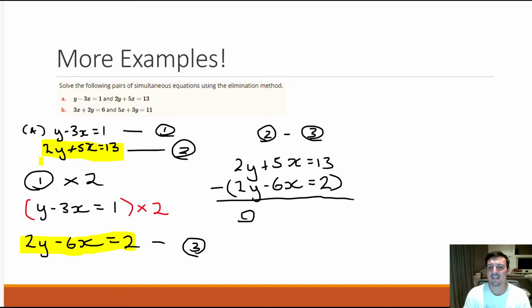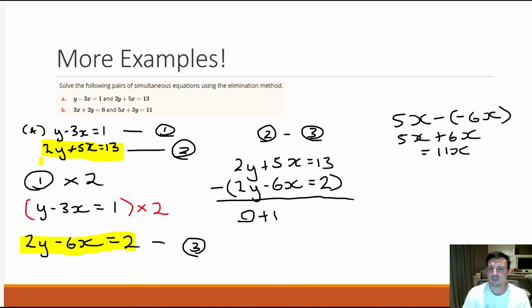5x take away negative 6x. So that's 5x take away negative 6x, which is actually 5x plus 6x, which is 11x. So if you need to do a little calculation over the side because you find that kind of stuff difficult, then do it. 13 take away 2 gives me 11. So we've got a nice easy calculation here. x equals 1. We're now going to put that back in. I might chuck it into equation 1.